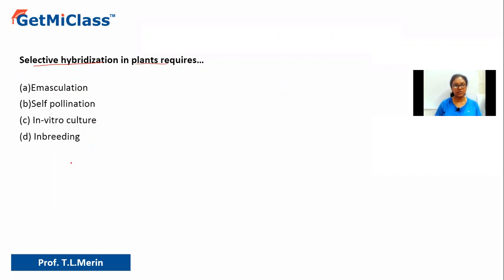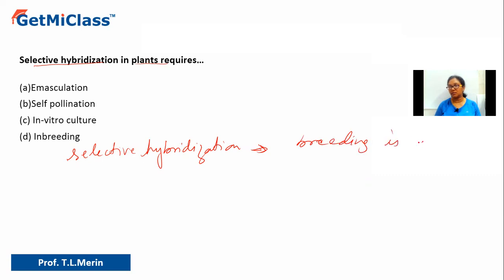So first of all, we have to understand what is the meaning of selective hybridization. So what do you understand by that? Okay, it is a hybridization where the selection of the plants takes place. That means we have to do the selection of the plants, and even the breeding is done by selecting male and female plants. That is, breeding is done by selecting male and female parents, you would say.